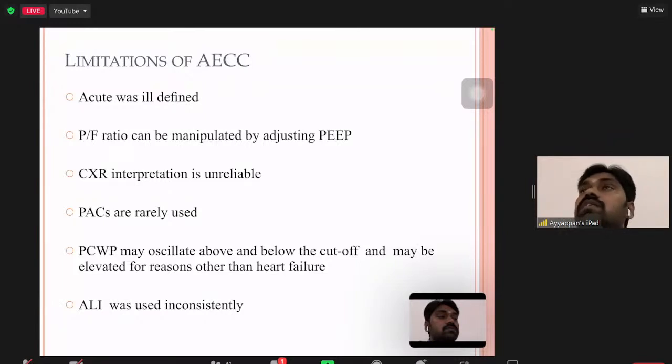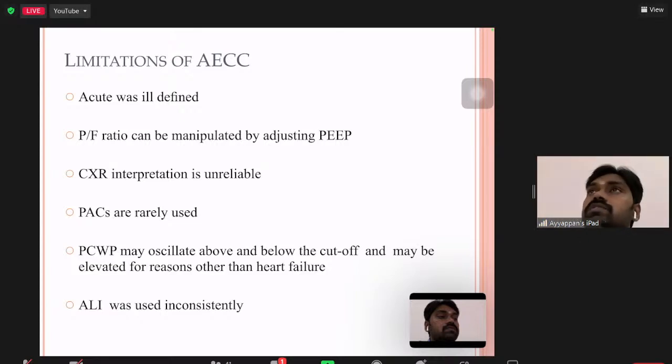Similarly, chest X-ray infiltrates could be because of multiple reasons, and it could be not only a consolidation, it could be collapse, or any other entity, and it has very less sensitivity and specificity. And PAC in the current era is very rarely used, or not used at all, and the insertion of PAC itself is associated with significant morbidity and complications.